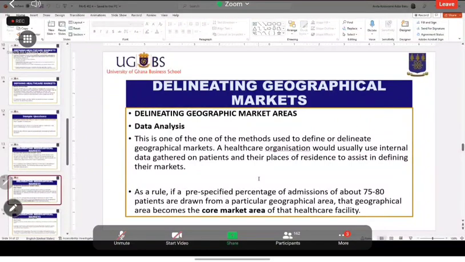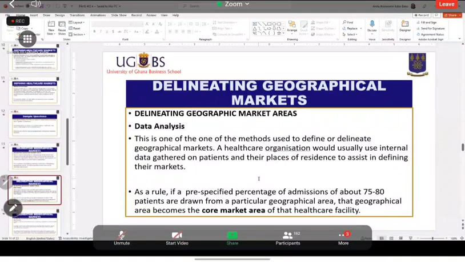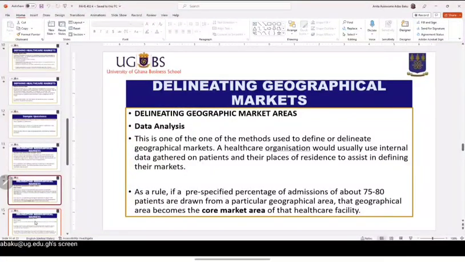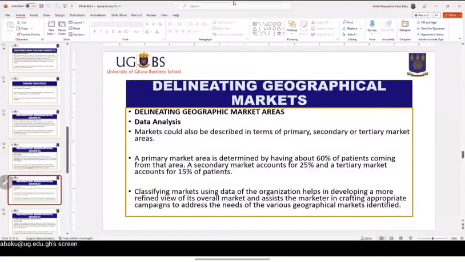So when you generate such data, you're able to determine which group of people fall in your core market. For you to say a group of people fall in your core market, about 75 to 80% of a group of people in a particular area use your healthcare facility. Then your secondary market accounts for about 25% of your clients. And then the last one will be about 15%. Those people will be in your tertiary market.